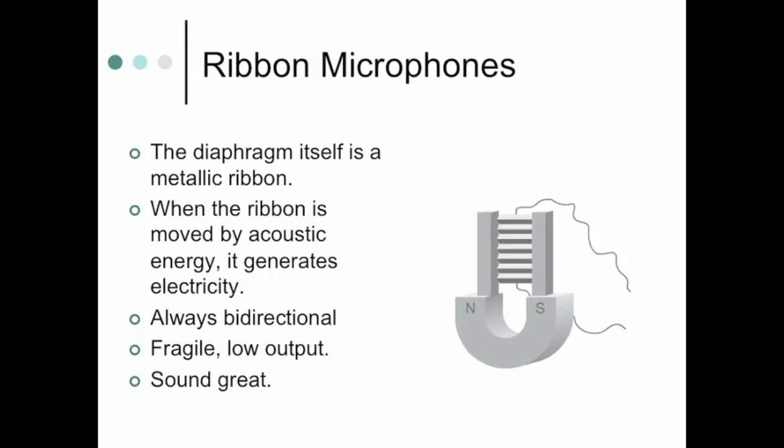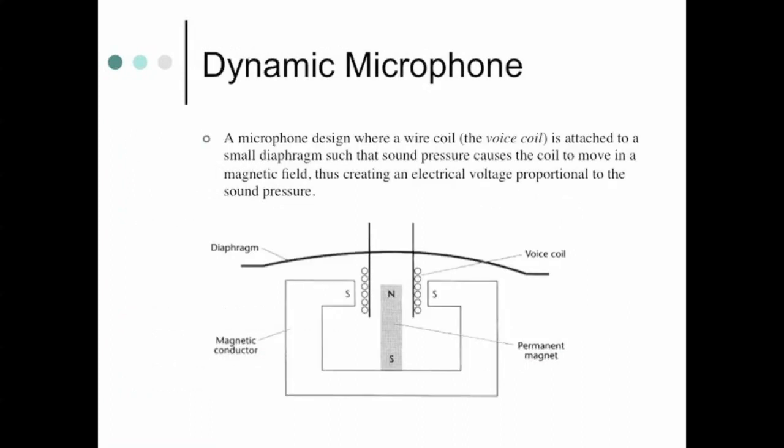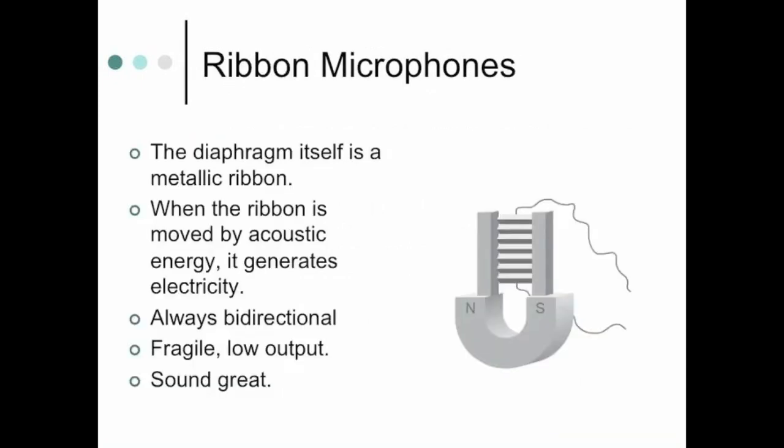Whereas in the other dynamic microphone, you've got a diaphragm and you've got wire hanging on the diaphragm. You've got much more mass to move with air movement. Air hitting the diaphragm has to have a little more energy to move this system than in the ribbon system. So the diaphragm itself is a metal ribbon. And when the ribbon is moved by acoustic energy, it generates electricity. It's always bidirectional, meaning that it goes in both directions. Either way, if air comes in and moves it from either direction, it creates an electrical impulse. And it's fragile, low output, and they sound really good because they are sensitive.